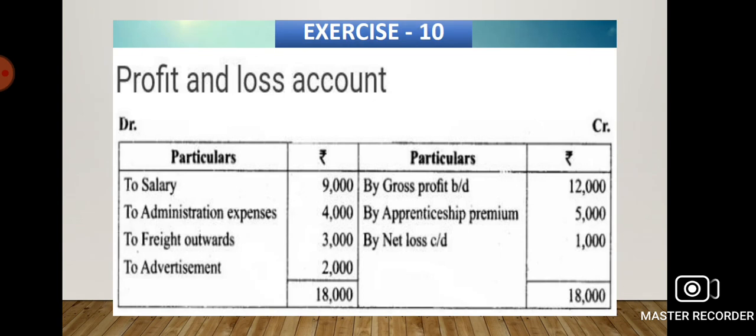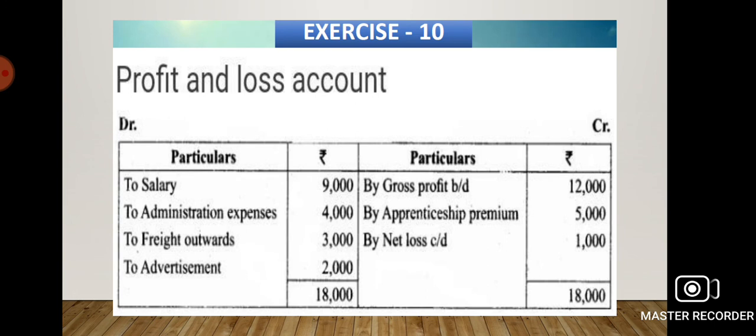Next, question number 10. Ascertain net profit or net loss for the following particulars. Gross profit 12,000, salary, that is office salary 9,000, apprenticeship premium received, that is, we give this for those in a training period, premium received 5,000. Then administration expenses 4,000, freight outwards 3,000, advertisement 2,000.